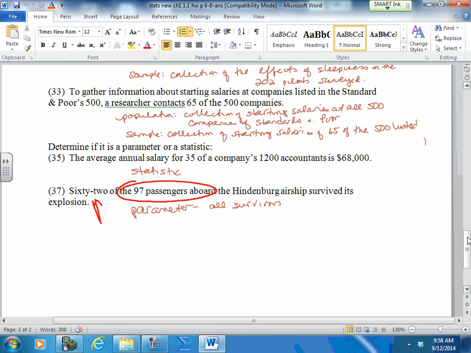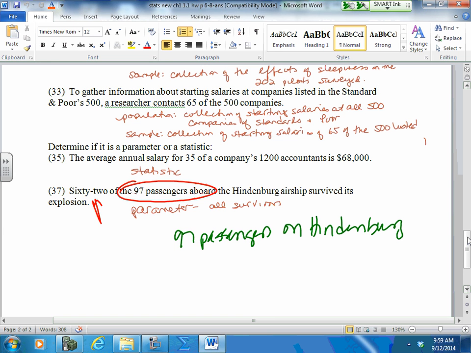How about the rest of it? Well, this because of the way they wrote it. What did they tell you about the 97 passengers? What did they tell you? They have 97 passengers up on the Hindenburg.